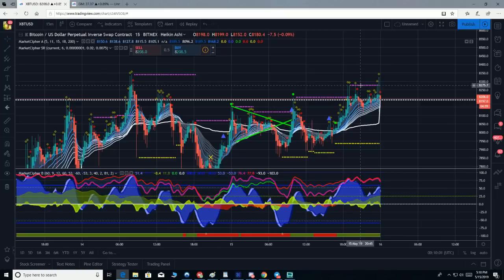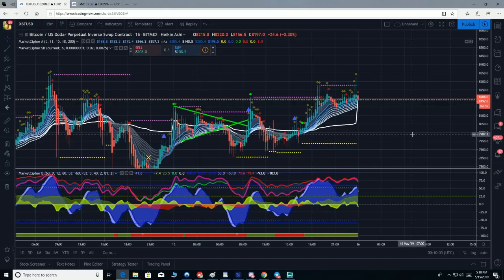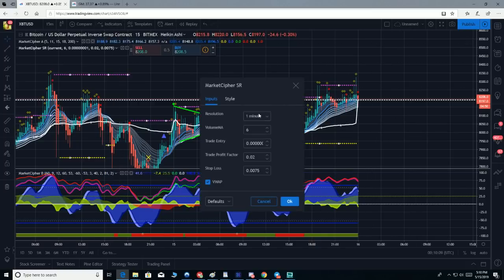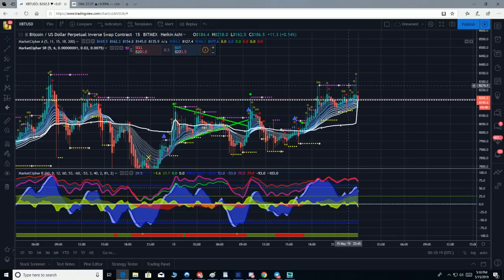Man, how about those targets? There we go. So now we're divided by 3 on the 15-minute. Boom, this target was right on point, right on point. Thank you, I appreciate it.